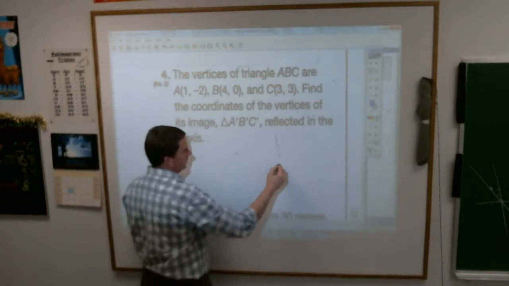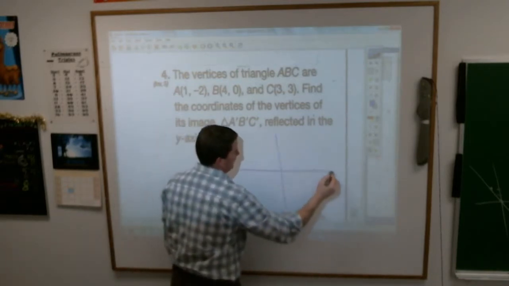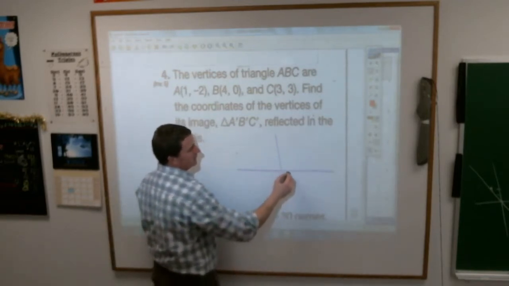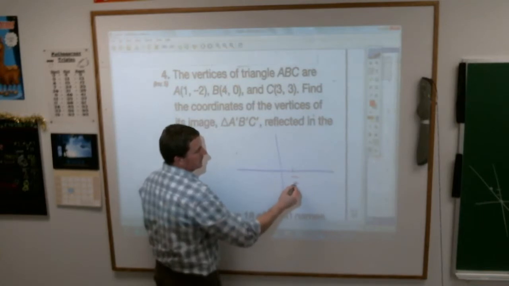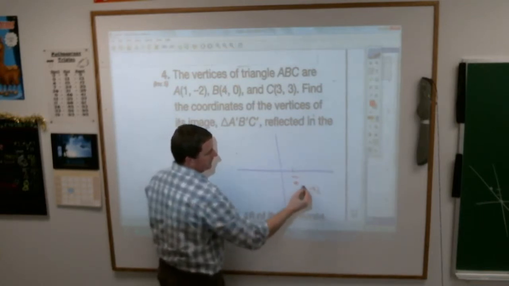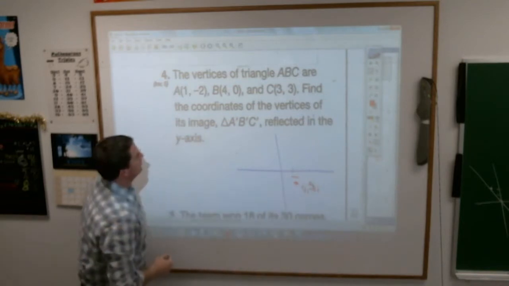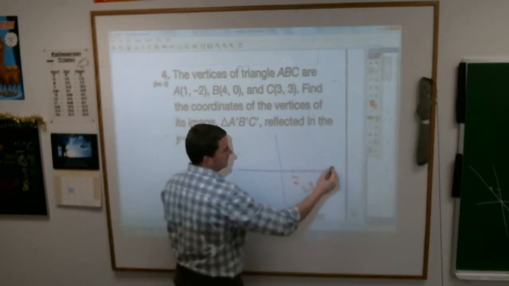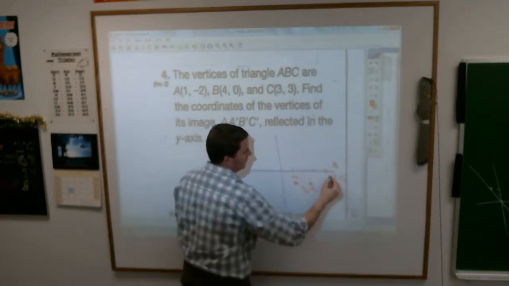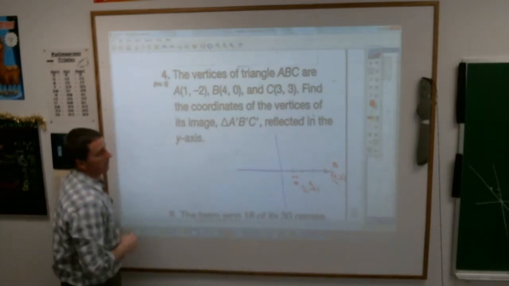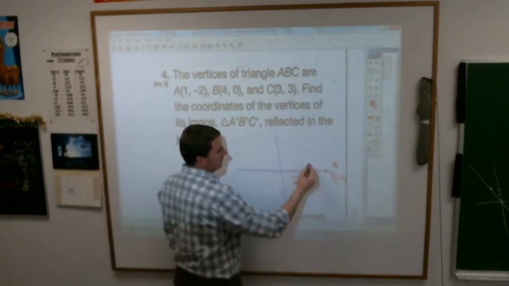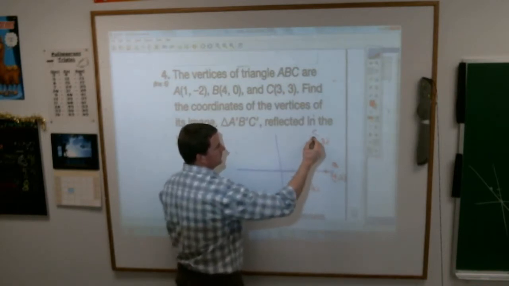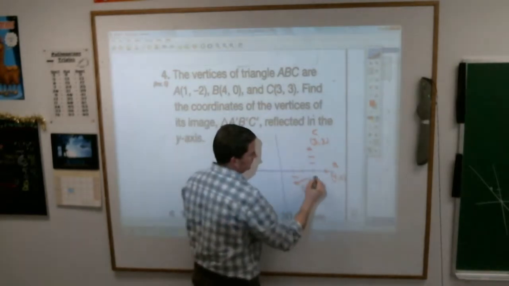Let me draw it here. I think I can come pretty close here. Again, you would do this on some graph paper. Coordinates of a triangle ABC are A is 1, -2, right? That's point A. Point B is 4, 0. 1, 2, 3, 4, 0. That's point B. And point C is 3, 3. 1, 2, 3, 1, 2, 3. Okay, so here's your triangle, correct?